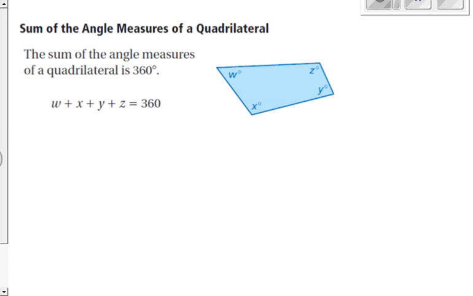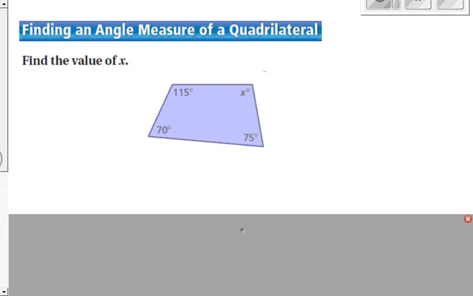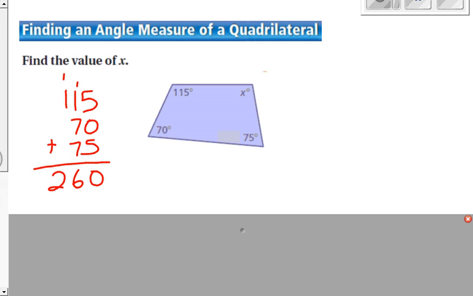So it says the sum of the angle measures of a quadrilateral equals 360 degrees. So all the angles added up equal 360. So it says find the value of x. So what we need to do is add up all of our angles. So I'm going to add up 115, 70 plus 75. 5 plus 5 is 10, carry my 1. 7 plus 7 is 14, plus 2 is 16, carry my 1. So I get 260 degrees.